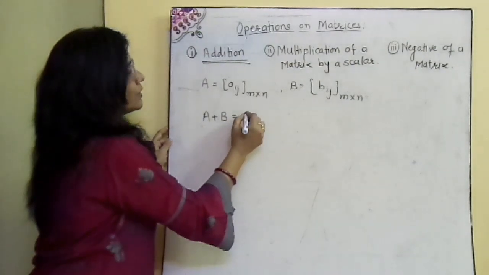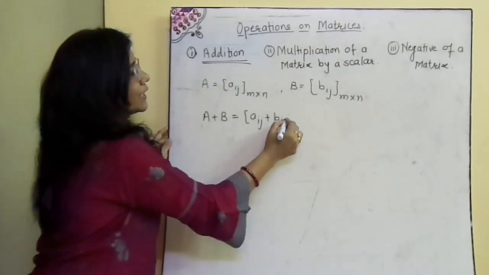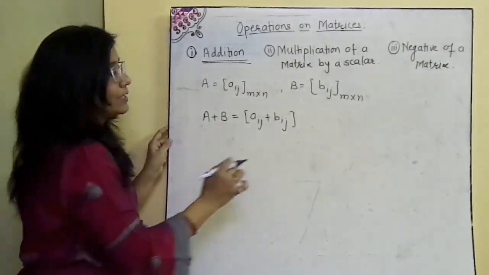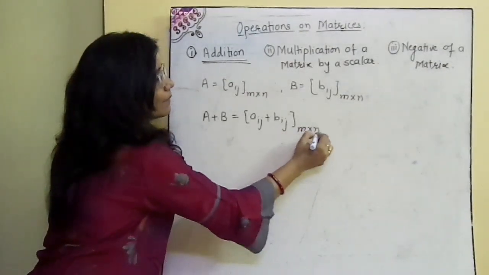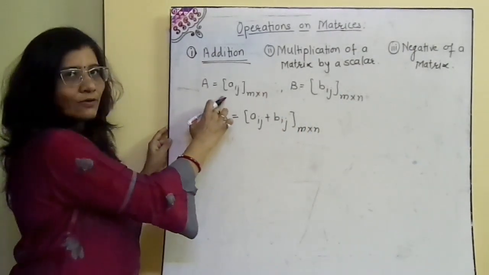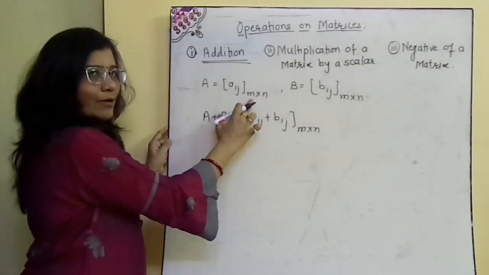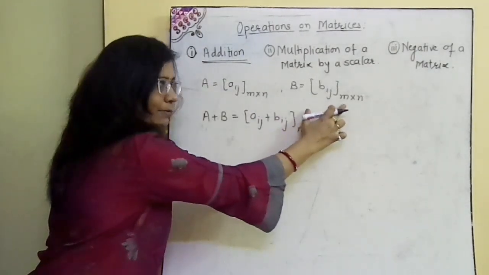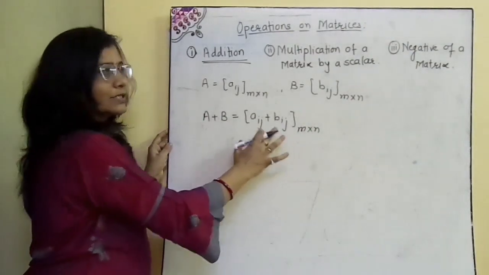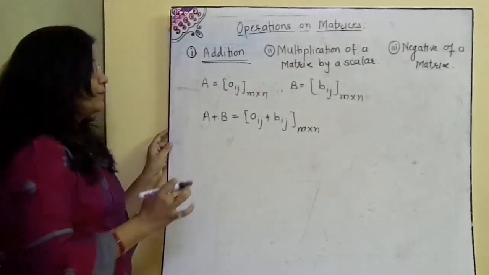So A plus B is what? It will be Aij plus Bij. It is a matrix obtained by adding the corresponding elements of the matrices, and its order will be the same as that of A and B. The resultant matrix will have the same order as that of A and B. So if A is a matrix whose order is m by n, and B is a matrix whose order is m by n, then we can add these two matrices and the resultant matrix will have the order m by n.